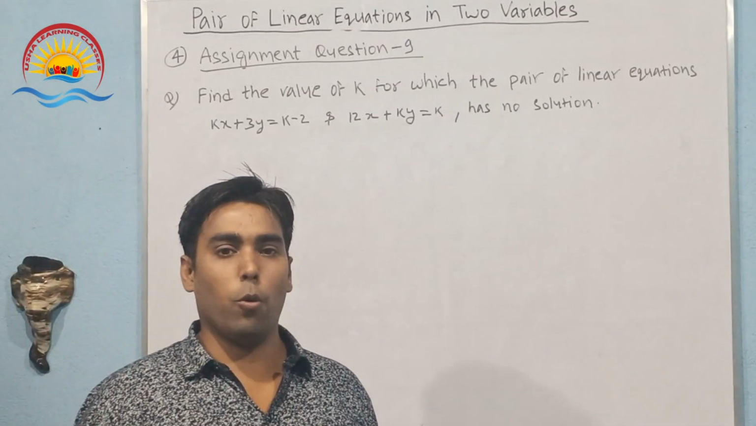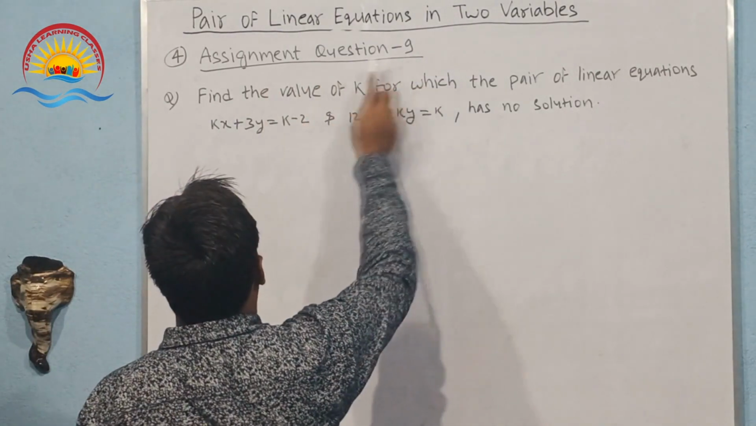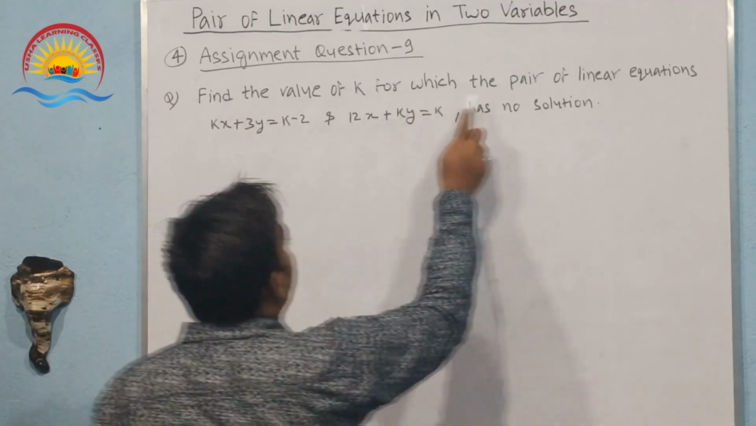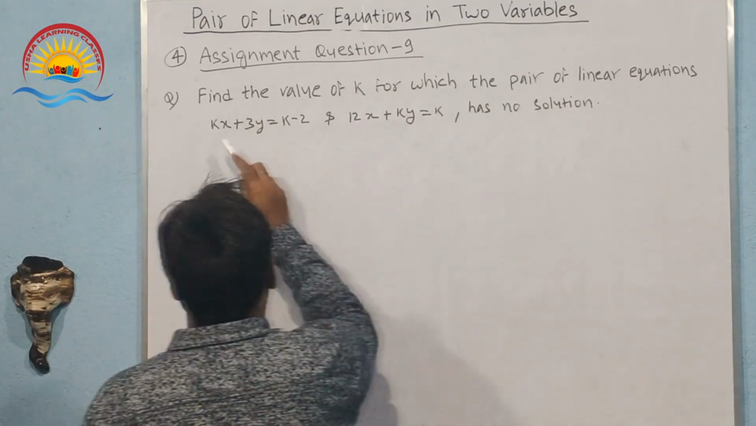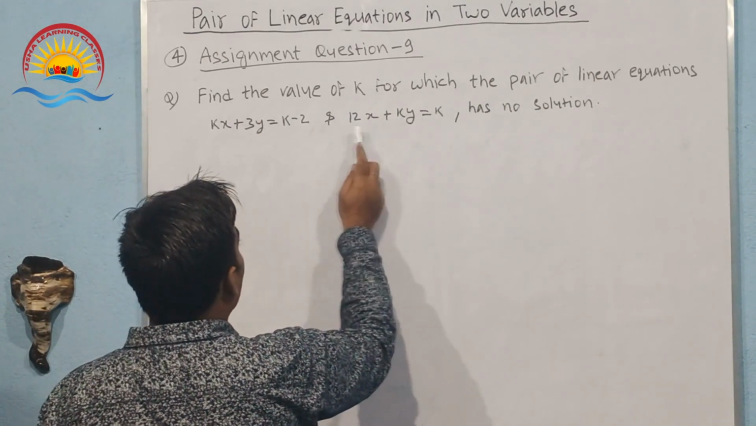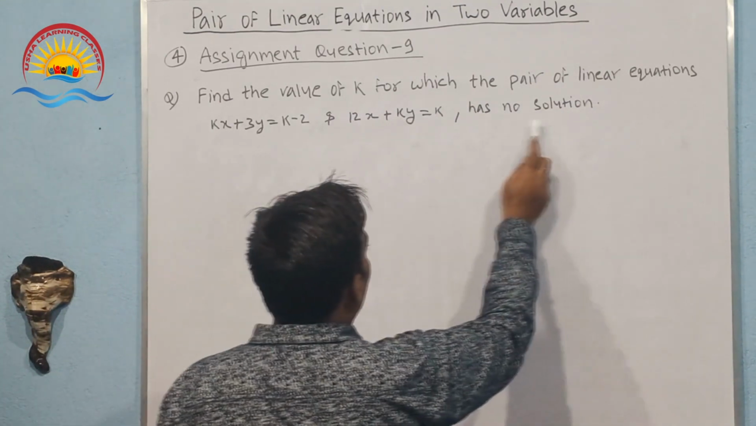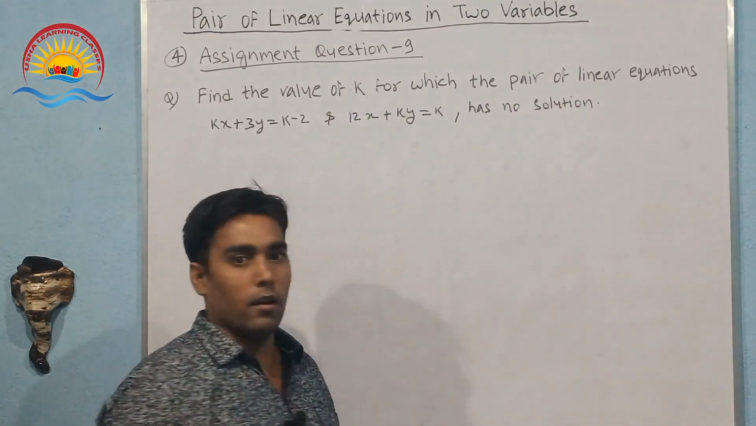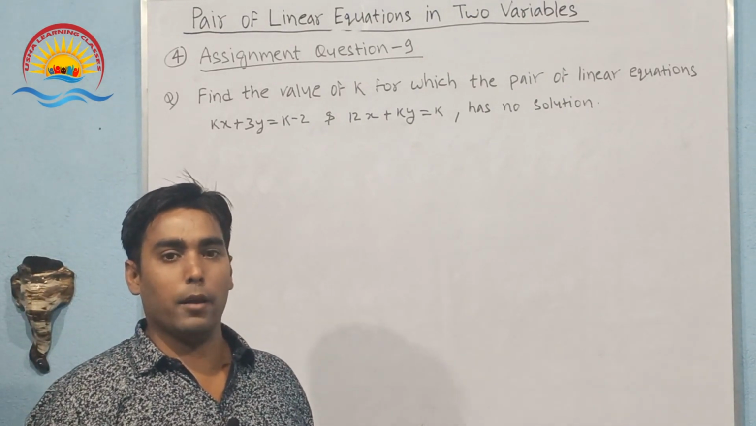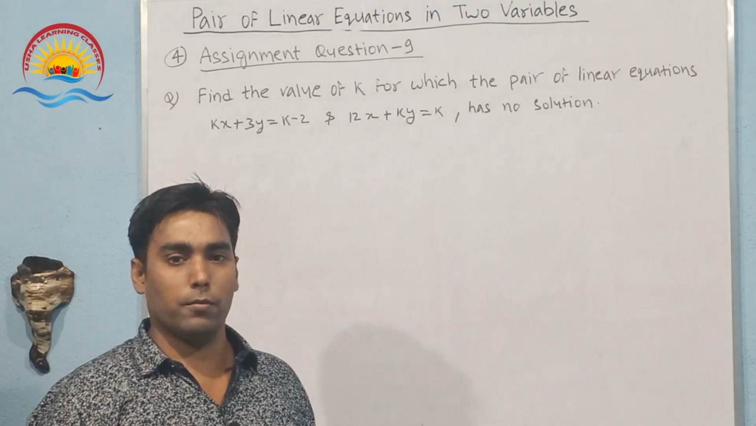Come to our last topic of today's video, assignment question 9. Question is, find the value of k for which the pair of linear equations kx plus 3y equal to k minus 2 and 12x plus ky equal to k has no solution. Try to solve it. If you solve, then give your answers in the comment box, and if you are not able to solve, then we will solve it for you in the next video.